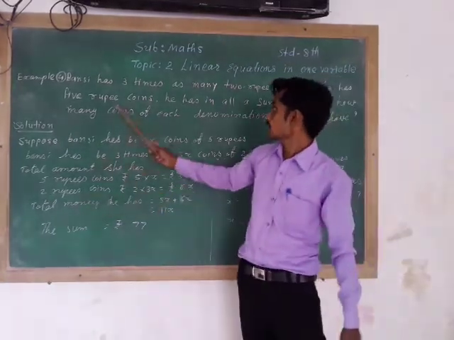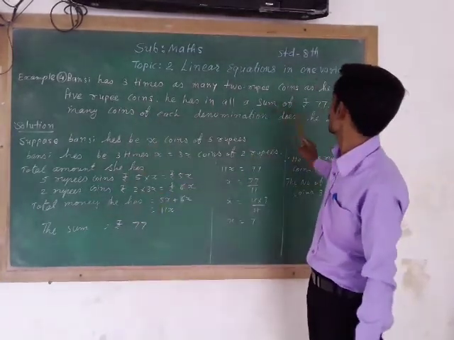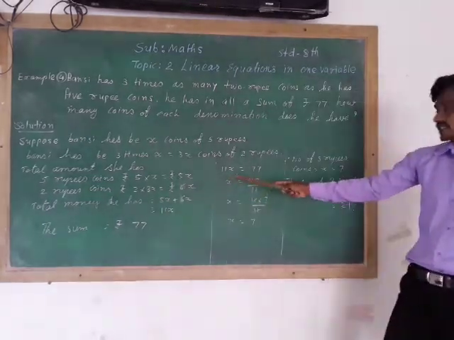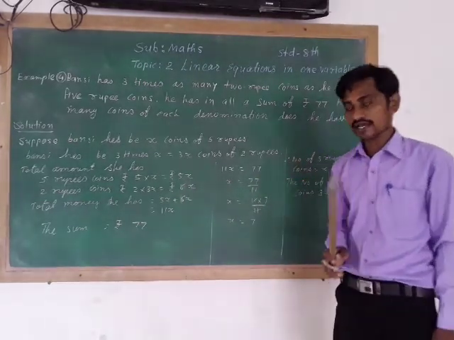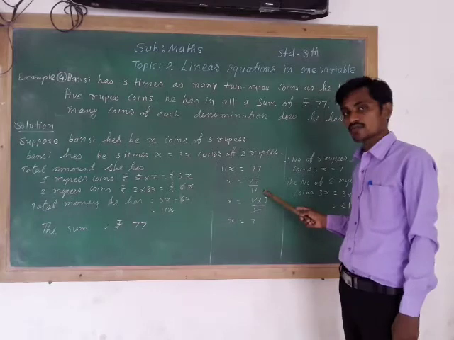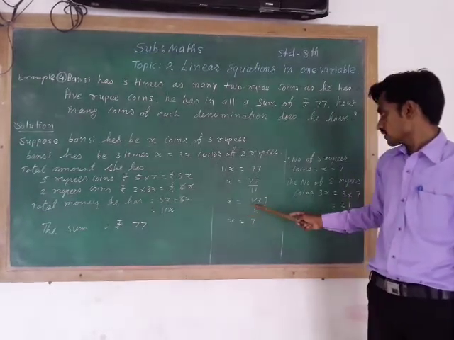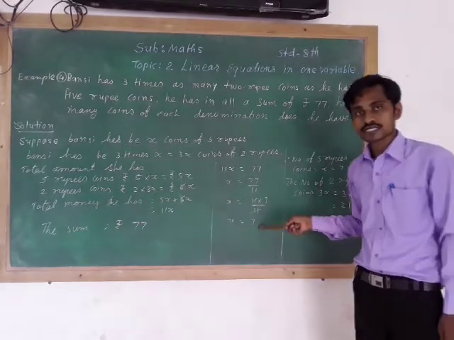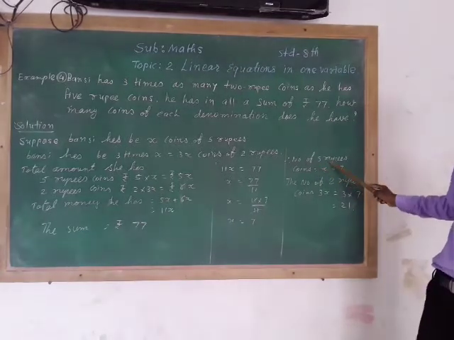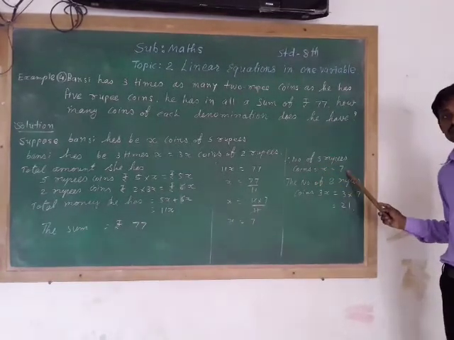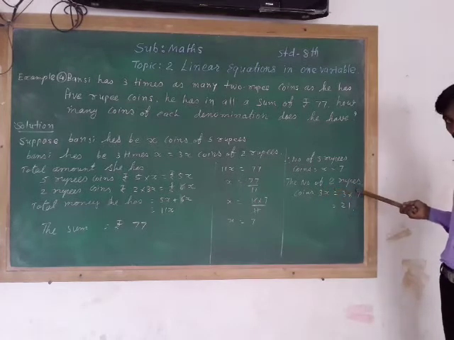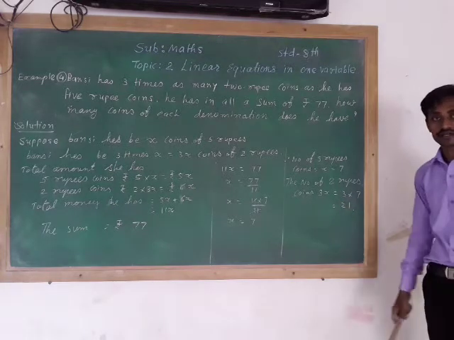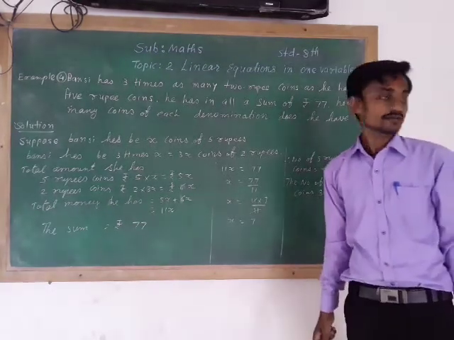So the sum, what is the sum here? 77. So here 11x is equal to 77. We have to find out x. So x is equal to 77 divided by 11. 11 sevens are 77, so 11 cuts. So x is equal to 7. So the number of 5 rupees coins is x, which is 7. Now the number of 2 rupees coins: 3x is equal to 3 multiplied by 7. 3 sevens are 21. Understood this example also?